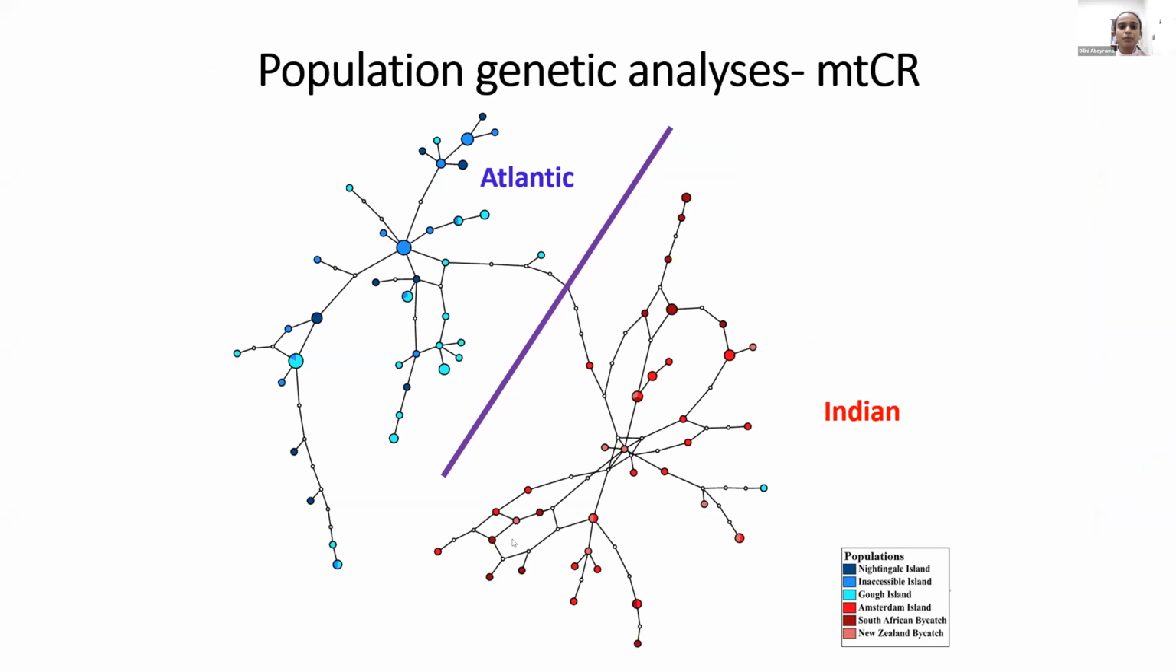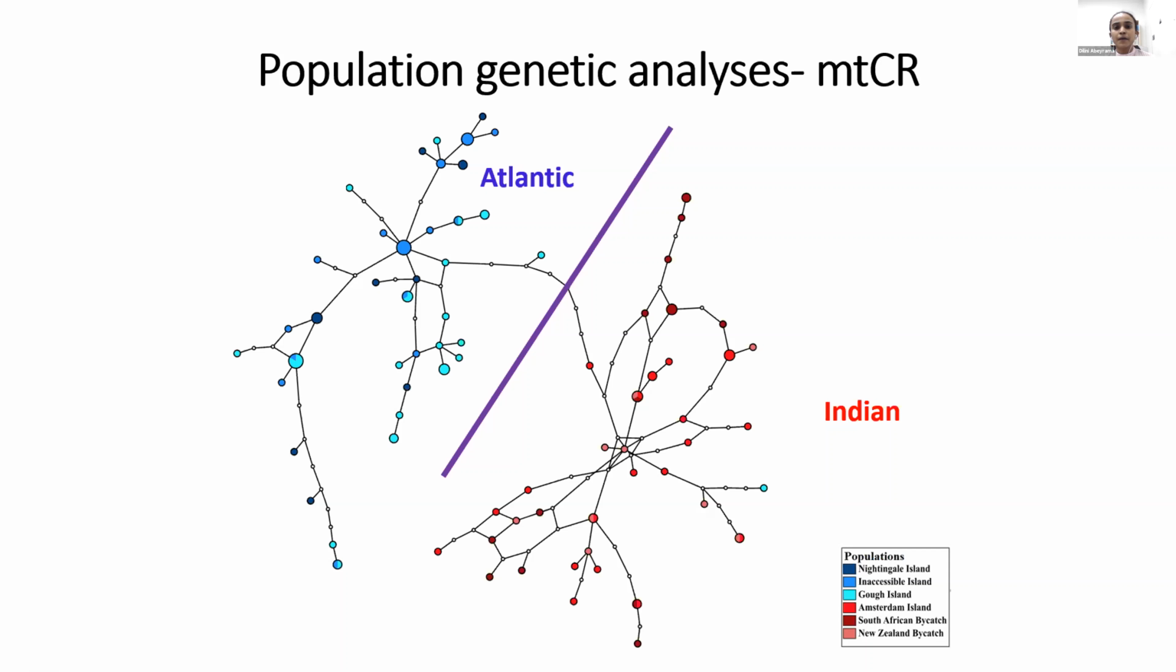So based on the haplotype network we constructed using the mitochondrial control region sequences, we identified two clusters representing the Atlantic yellow-nosed albatrosses and Indian yellow-nosed albatrosses. One interesting thing happened here: there was one Atlantic yellow-nosed albatross that clustered with the Indian yellow-nosed albatrosses, and to see whether there was an error during sequencing, we genotyped the same individual twice, but both times we ended up with the same result.